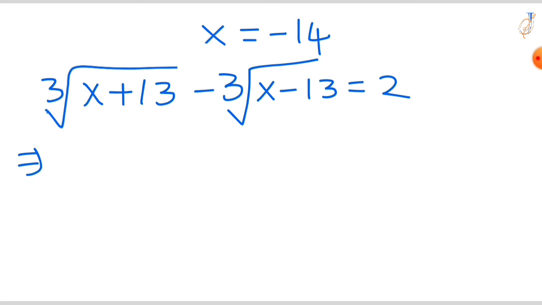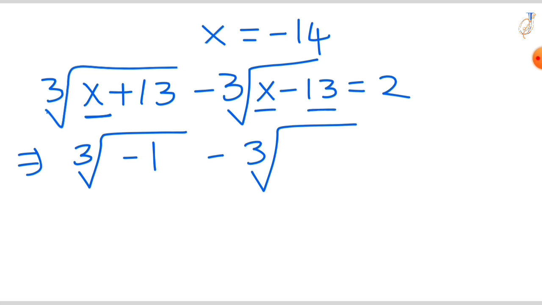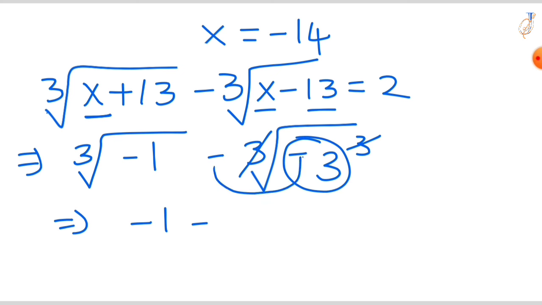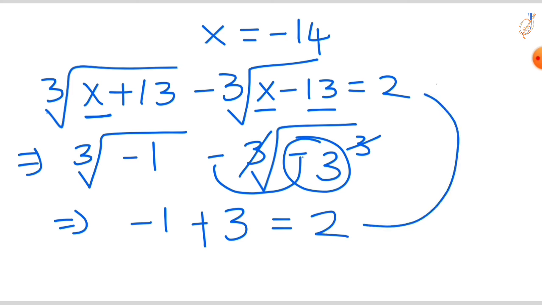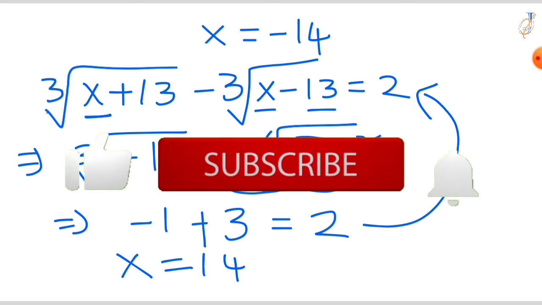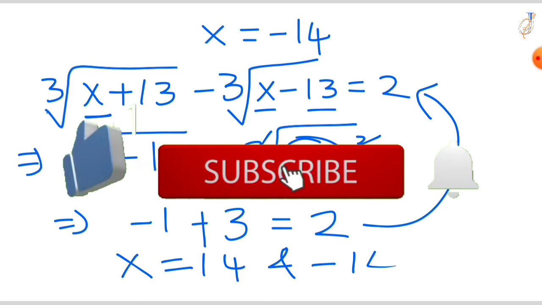Let's take the LHS again. Cube root of x plus 13, where x is -14: -14 plus 13 is -1, minus cube root of -14 minus 13, which is -27. This 27 we can write as 3 cube, so the cube root gets cancelled. Then cube root of -1 is -1, minus of, here we get -3. So minus of minus is plus 3. So that is equal to 2. It also satisfies our original equation. So then x values are 14 and -14. This is our final answer.